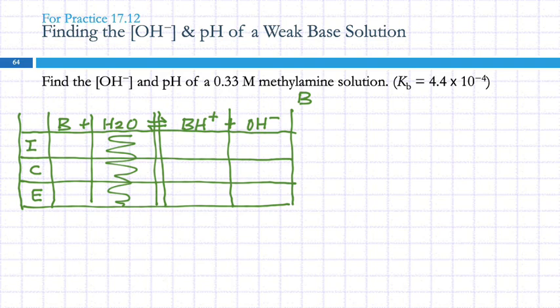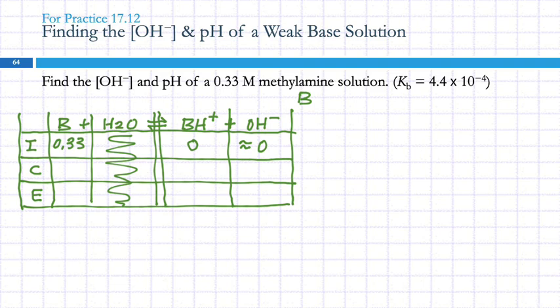Okay, so we're going to fill in the initial concentrations. What's the initial concentration of our base? 0.33. How about BH plus? 0. How about hydroxide ion? Approximately 0.